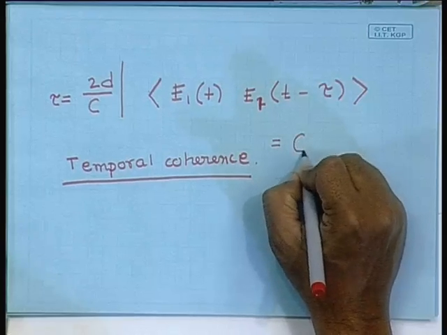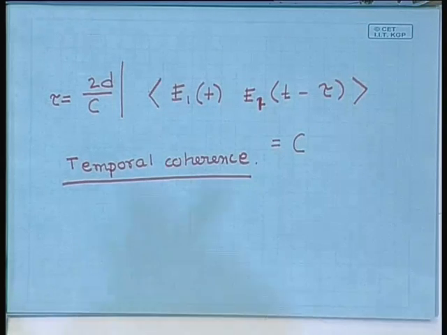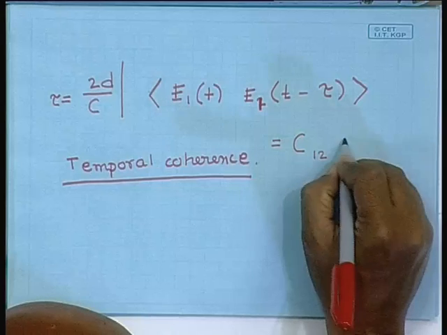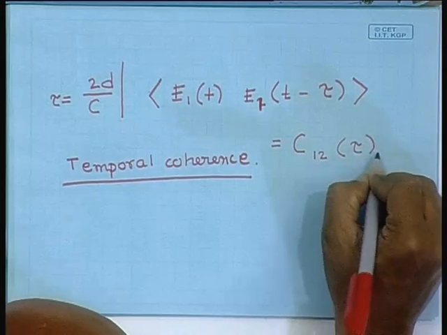So, this particular coherence is called temporal coherence, and this will be a function of the time delay that you have introduced.